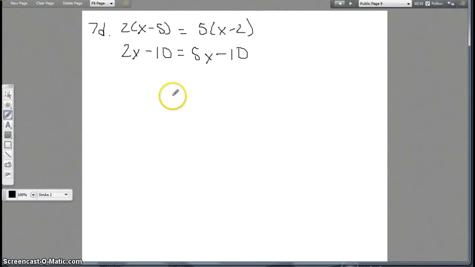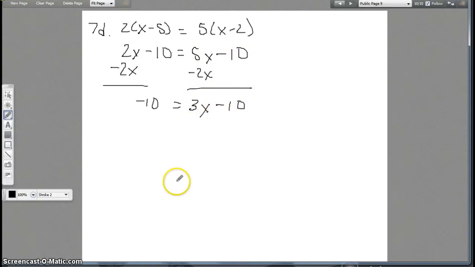Now since we're solving for x, I want to get all my x's on one side. 5x is my bigger one, so I'm going to subtract 2x from both sides and put my x's on the right side. So on the left side, I'm going to be left with negative 10. On the right side, I will have 5x minus 2x is 3x, and then I have this minus 10.